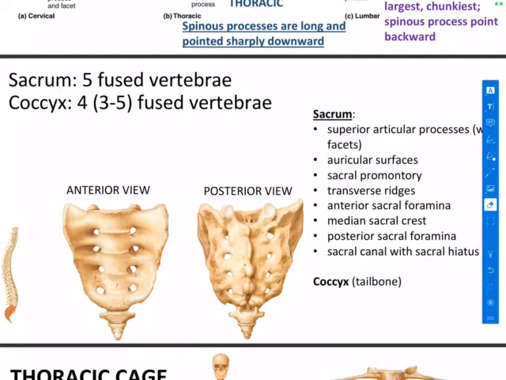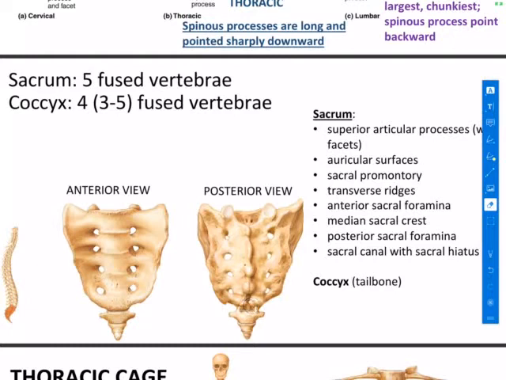And the posterior sacral foramina can be seen on the posterior side here, this much rougher side. And the median sacral crest runs along the midline from superior to posterior. This is the median sacral crest along the midline, this vertical crest, this raised area.